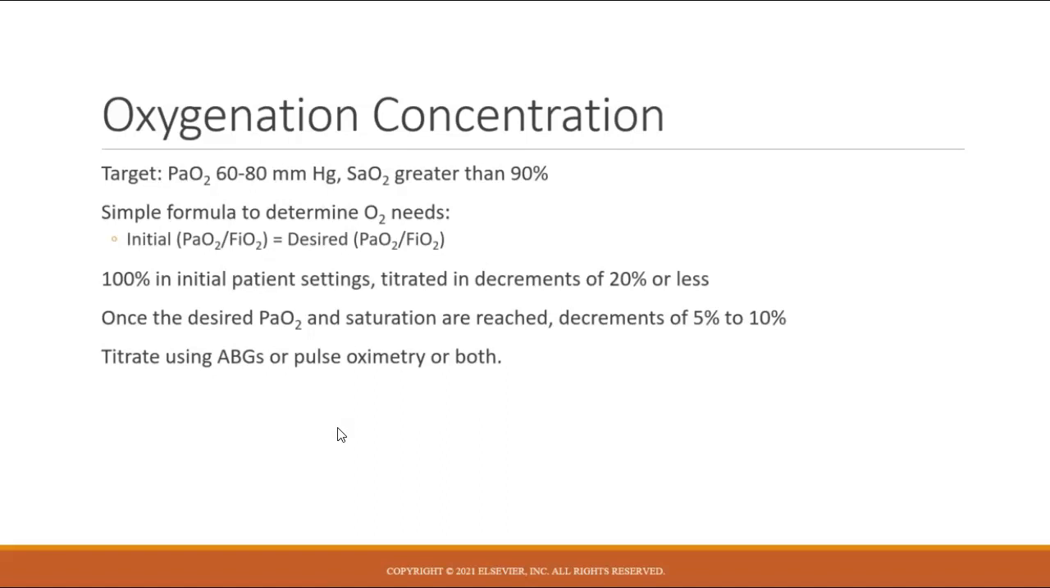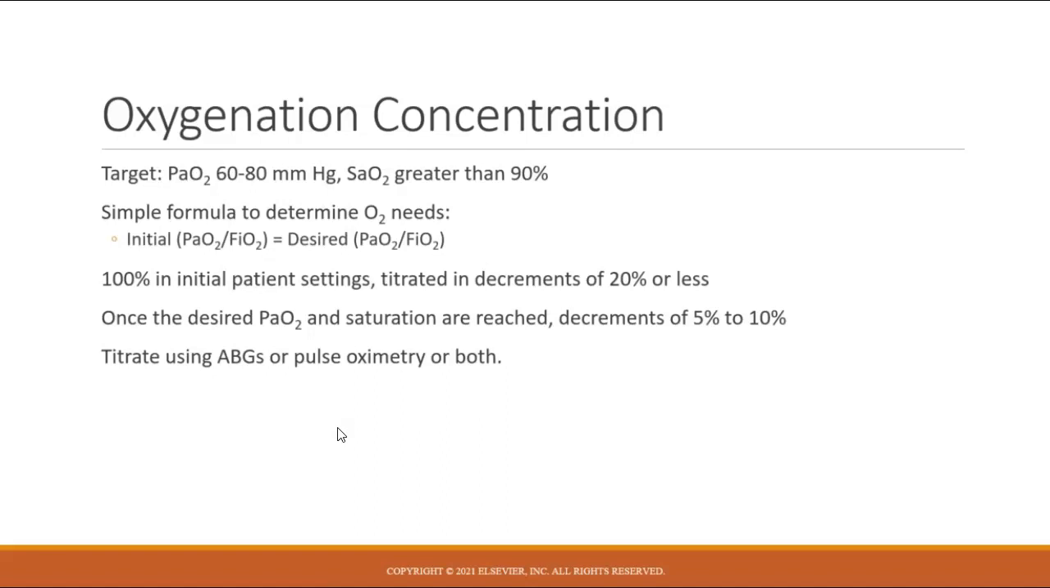But you still want to wean that quickly. So typically we can start our patients on 100%. You're going to start titrating that fairly quickly. You can go down by 20%. So start at 100, go down to 80, go down to 60, go down to 40. And as you get towards your desired PaO2 or saturation, then you want to start going down in smaller increments, maybe by 5 or 10.